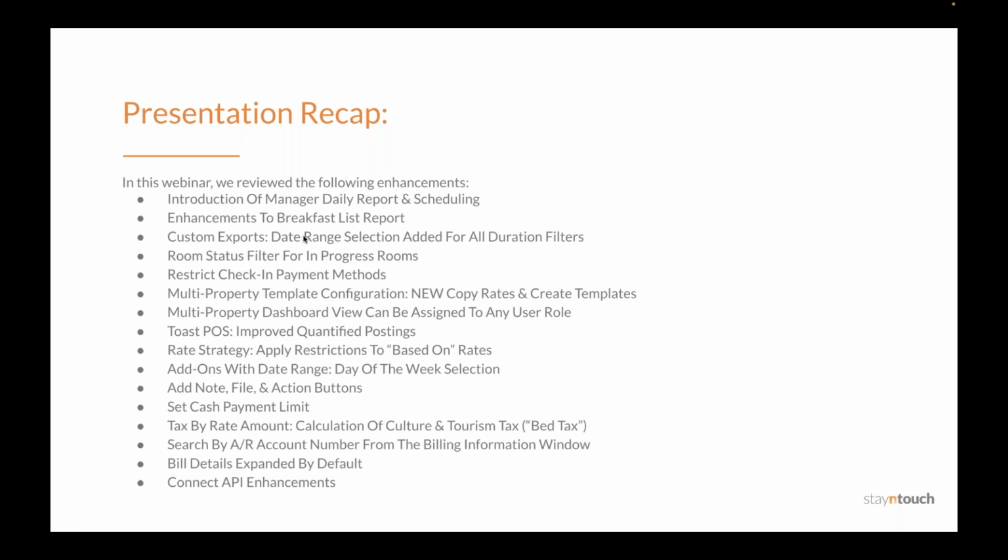the option to apply restrictions based on rates for hotels using rate strategy, add-ons with date range, day of the week selection, the add note file and action buttons, the option to set a cash payment limit, tax by rate amount, and the calculation of culture and tourism tax, the option to search by AR account number from the billing information window, bill details expanded by default, and then lastly, the Connect API enhancements.